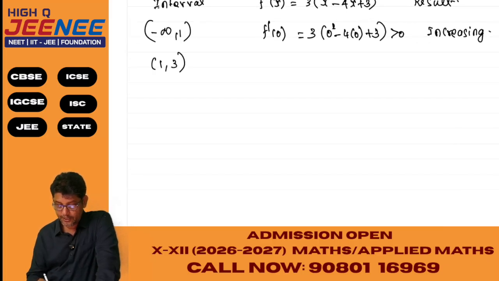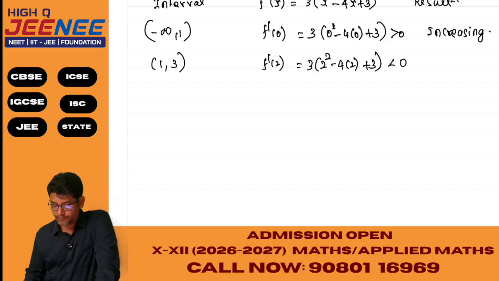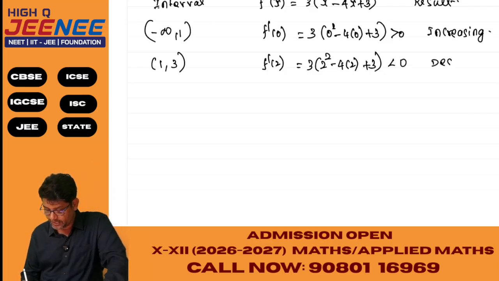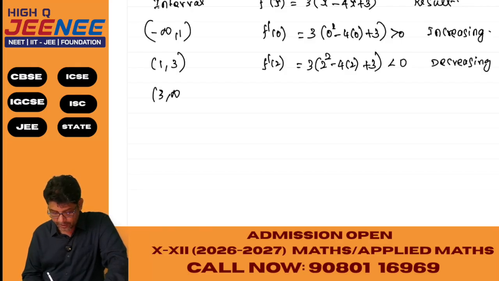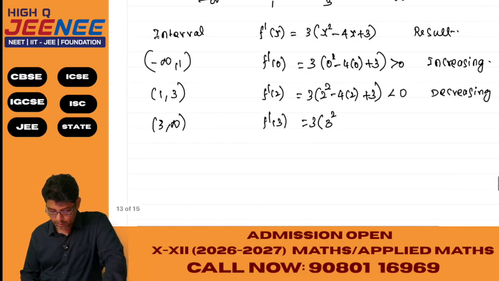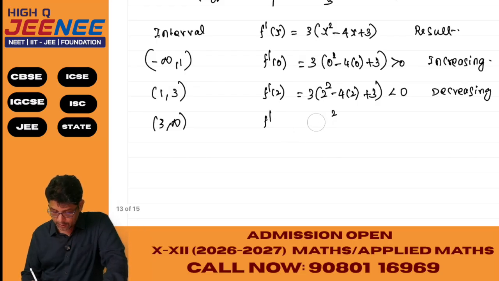Next one, between 1 to 3. Any number you take. Let us take f dash of 2. 3 into 2 square minus 4 into 2 plus 3. Are we getting less than 0? Okay, so therefore it is decreasing. Then 3 comma infinity. Let us take 4. F dash of 4. Of course, it is going to be increasing because the signs alternate.